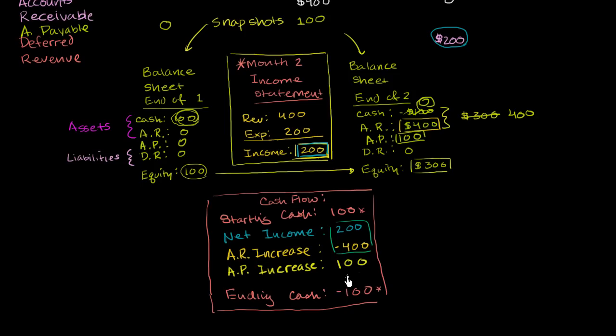So now the cash from operations, 200 net income minus 400 plus 100, this whole thing is now minus 100. Cash from operations. So you start with $100, you use 100, our ending cash is now 0, and it all works out.